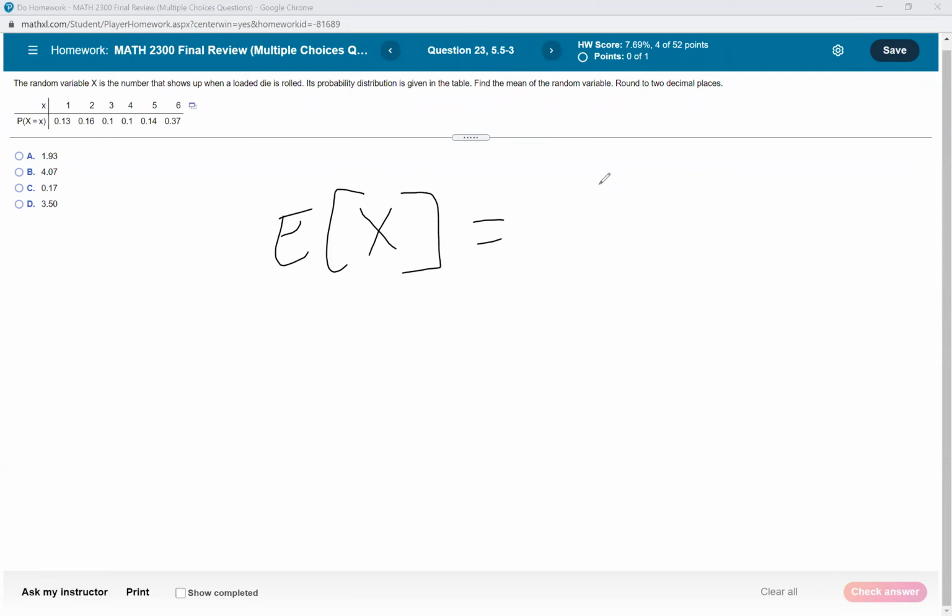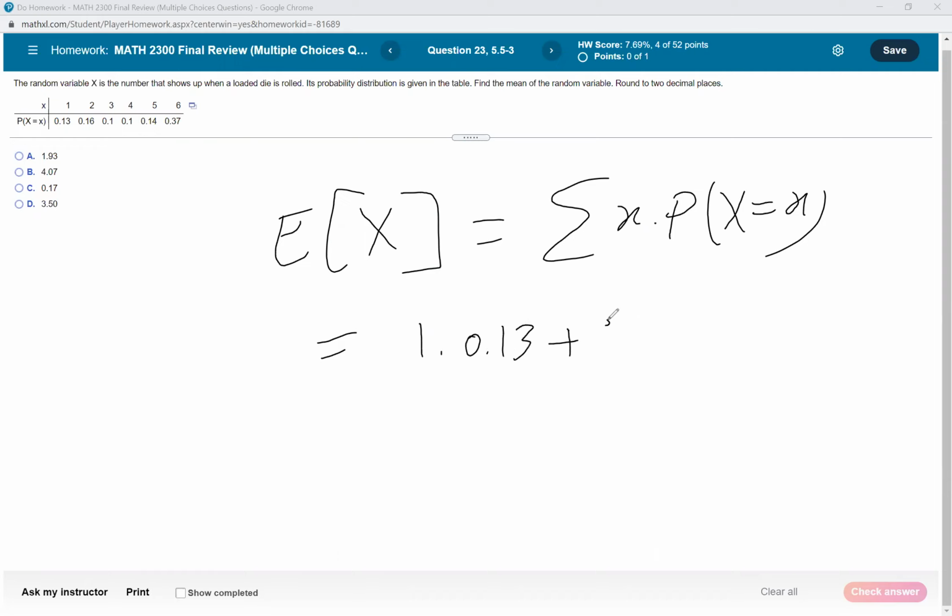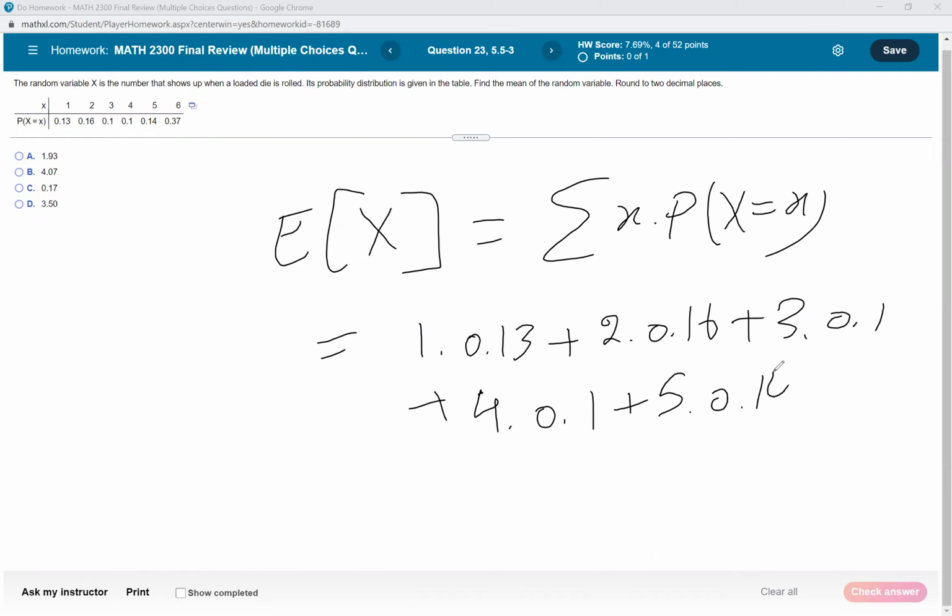The expected value of X is the summation of X times the probability of X. So we multiply the probabilities with the values of X and add them together: 1 times 0.13 plus 2 times 0.16 plus 3 times 0.1 plus 4 times 0.1 plus 5 times 0.14 plus 6 times 0.37. If you add them together, it will be 4.07.